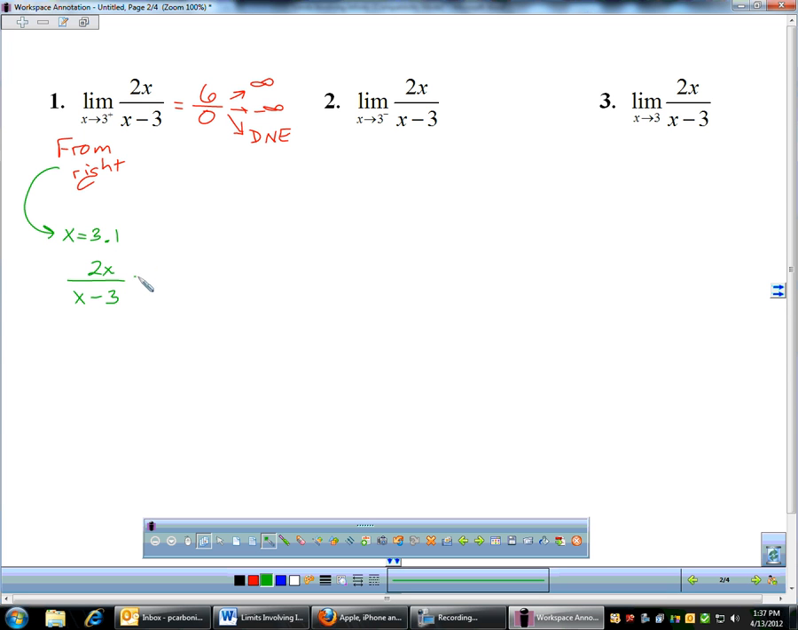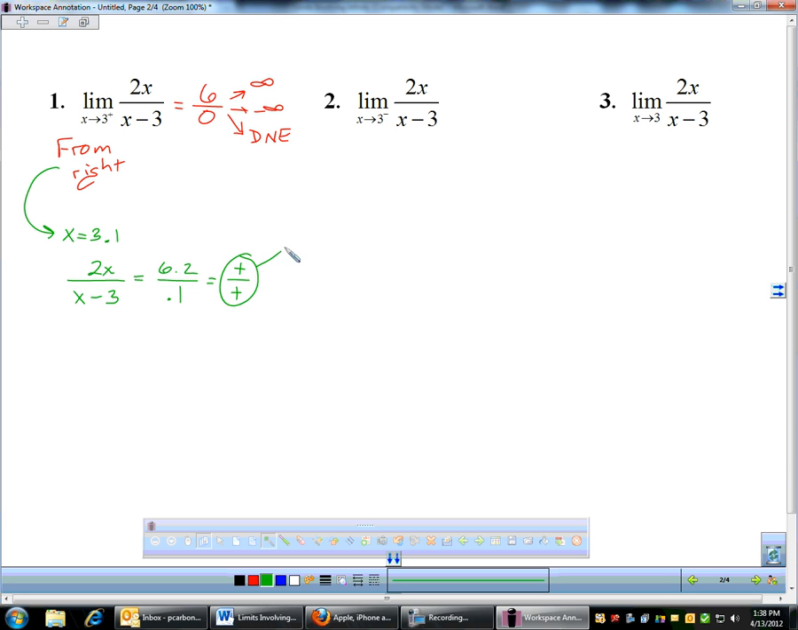When I plug in 3.1, I get 2 times 3.1, which is 6.2, divided by 3.1 minus 3, which is 0.1. What I really care about is not the numbers, but that 6.2 is positive and 0.1 is positive. Since they're both positive, that means this thing is going to approach positive infinity. So if you get a number divided by 0, we're going to plug in a number just on the right side, since this one's from the right.